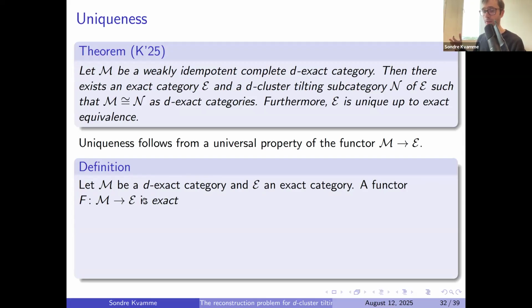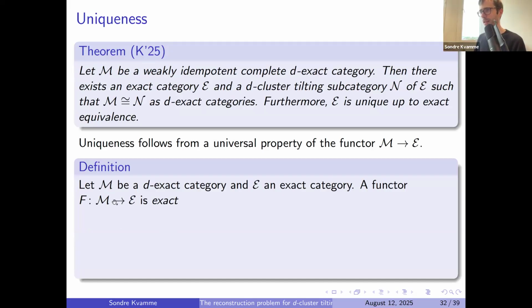And note that here we want to define a notion of exactness where we have two categories somehow living in two different worlds. M is a D-exact category, some notion from higher homological algebra, higher Auslander-Reiten theory. And E is an exact category, which is the classical notion. So you couldn't really just naively say that F should preserve, for example, admissible D-exact sequences, because you don't know what an admissible D-exact sequence is in an exact category. We haven't at least defined it.